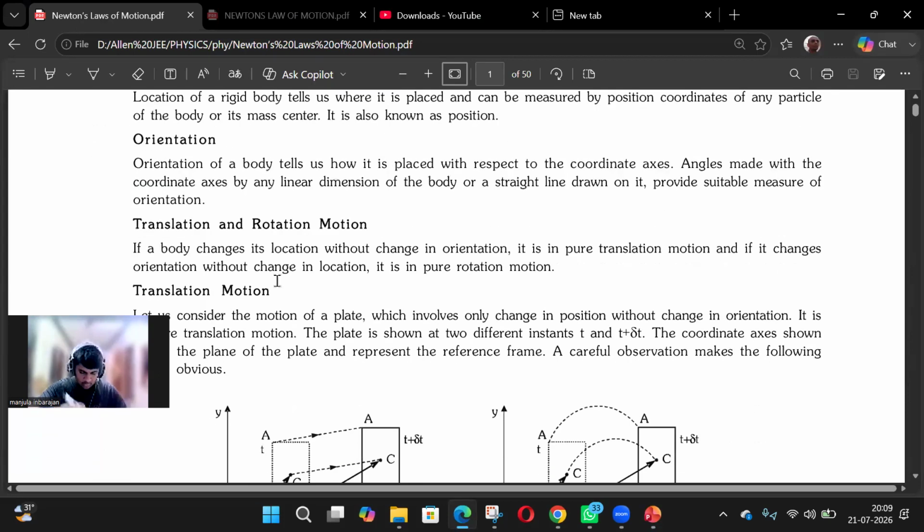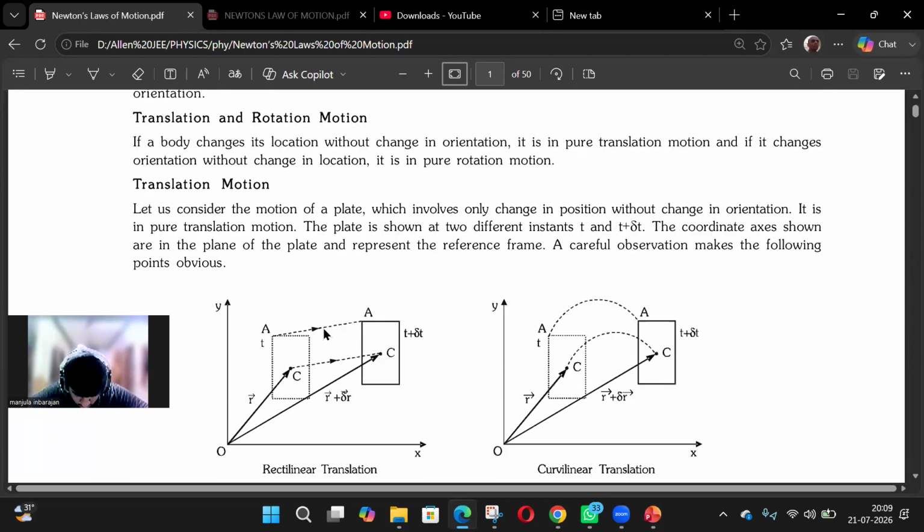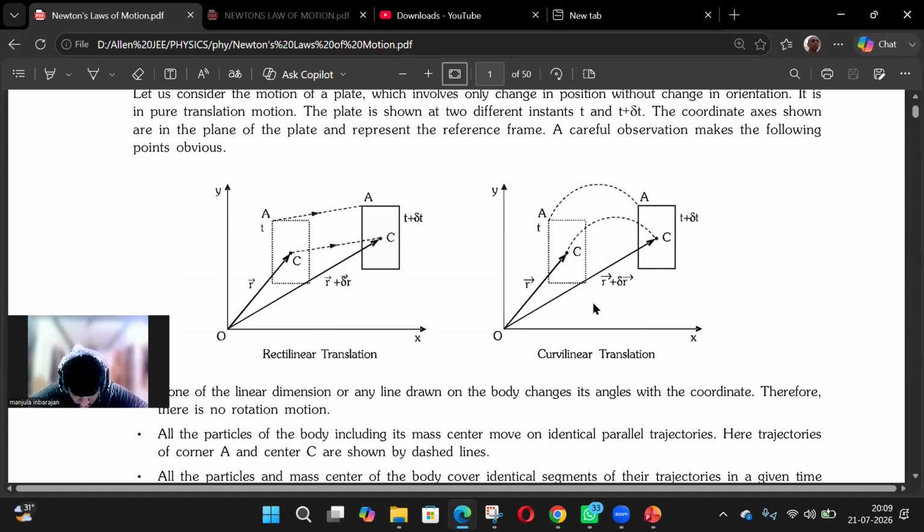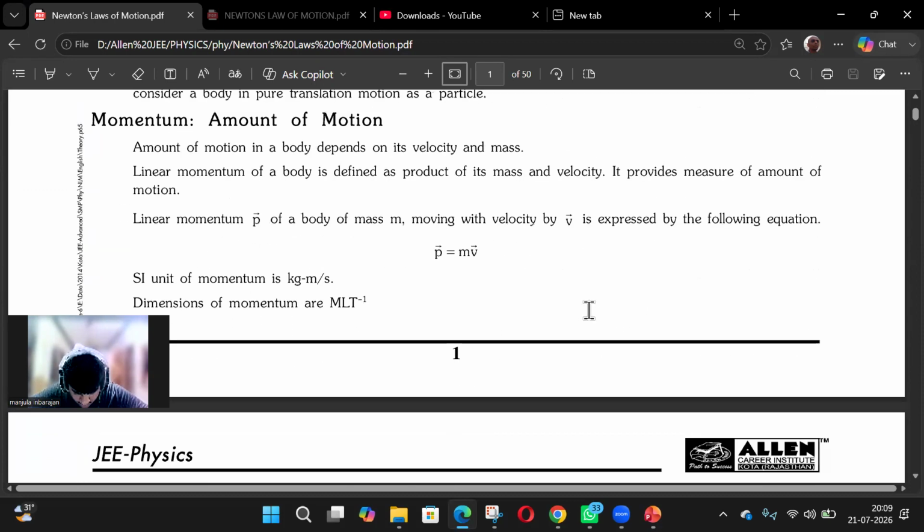Translation motion, rotational motion, two types of motion. Momentum they have discussed. So what is momentum? Momentum is just mass into velocity. The P vector is equal to M into V vector.